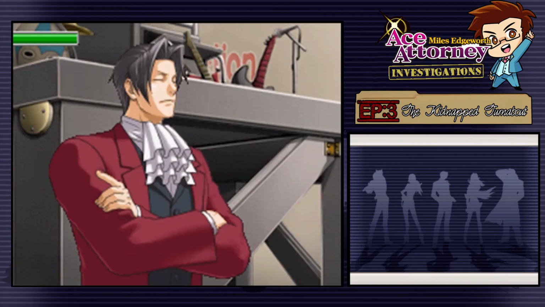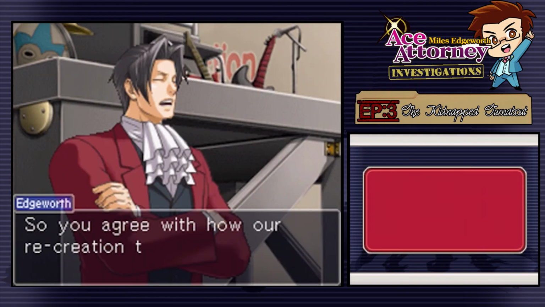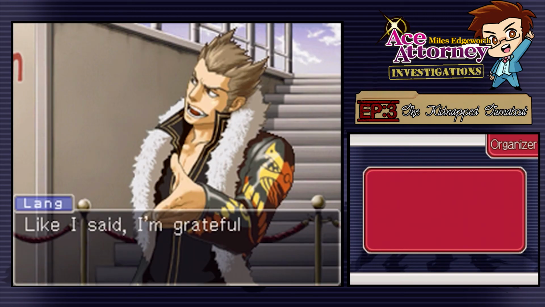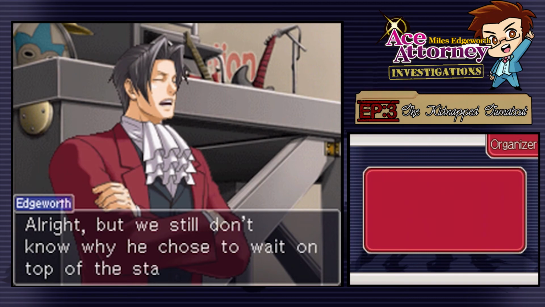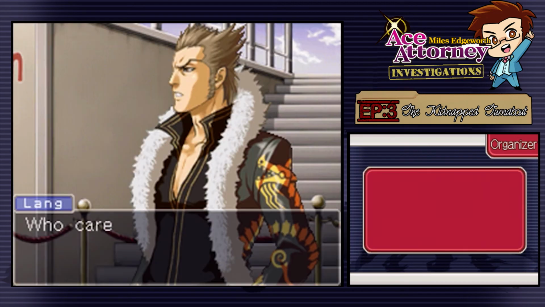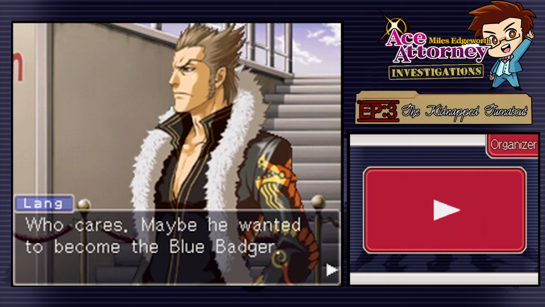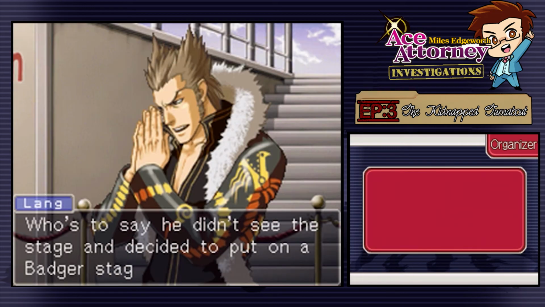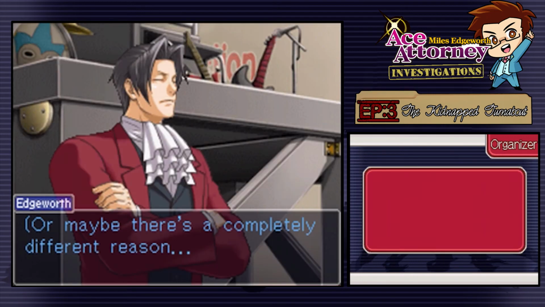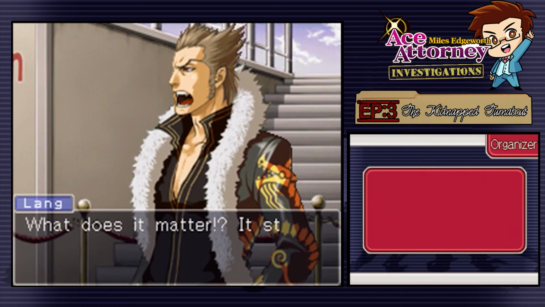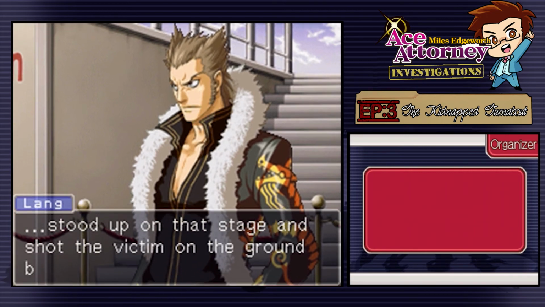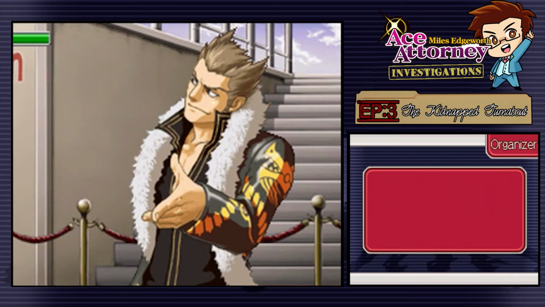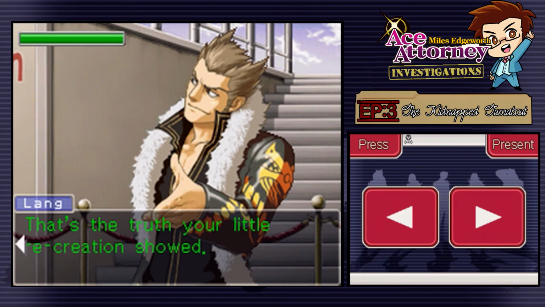Hold it! So you agree with how our recreation turned out? Like I said, I'm grateful that you were able to save me some time. Alright, but we still don't know why he chose to wait on top of the stage. Who cares? Maybe he wanted to become the Blue Badger. Who's to say he didn't see the stage and decide to put on a Badger stage show of his own? Or maybe there's a completely different reason. What does it matter? It still doesn't change the fact that Officer Meekins stood up on that stage and shot the victim on the ground below. That's the truth your little recreation showed.